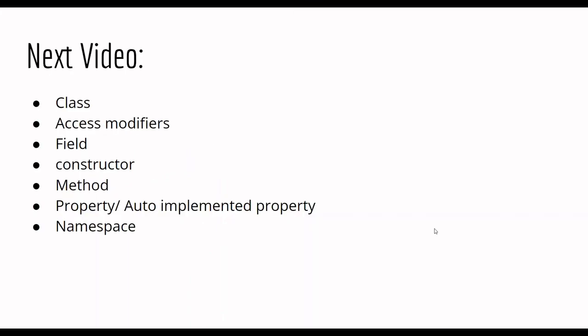The next video that we're going to see will include the class, access modifier, field, constructor, methods, property. We're going to see the difference between the normal property and the auto-implemented property, and what names and namespaces are, and why they are in the program. So those will be the agenda for the next videos.